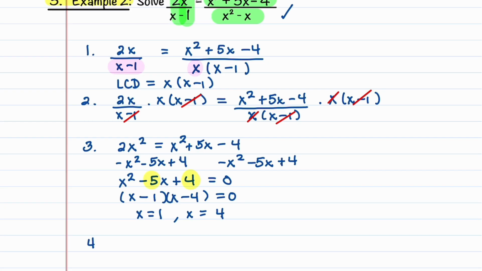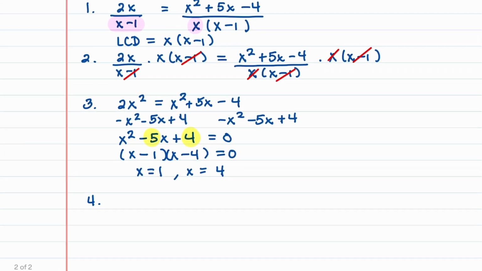Now our fourth step says that we have to check if these solutions make our least common denominator equal 0. So let's rewrite our least common denominator: it was x times x minus 1. If we set that equal to 0, we're going to get x is equal to 0 and then x is equal to 1. These are the values that we need to avoid. X is equal to 0 and x is equal to 1.